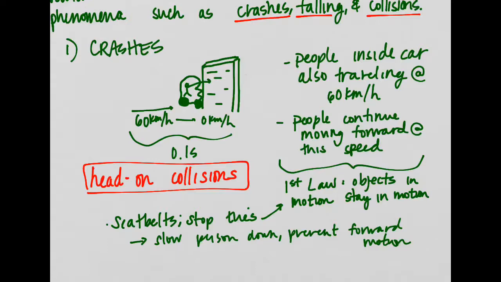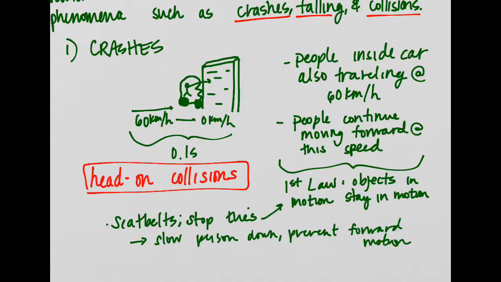And remember that objects in motion stay in motion unless acted upon by an unbalanced force. In this situation, the seatbelt is the unbalanced force that prevents the object, which is the human, from continuing to move forward. So the seatbelt doesn't stop Newton's first law from being true. It stops the object from continuing to move forward. The seatbelt is the outside force that Newton's first law addresses.